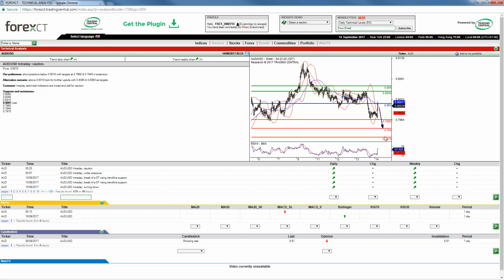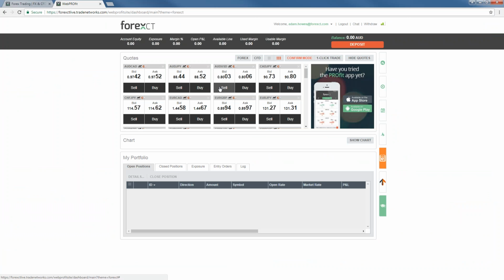So just to reiterate, the arrow direction dictates whether we should buy or sell. We're selling the AUD USD. We've got the pivot level as our stop loss and the first level of support as our take profit at 0.7965. Let's just do another one. Okay, so we'll go to the second one.